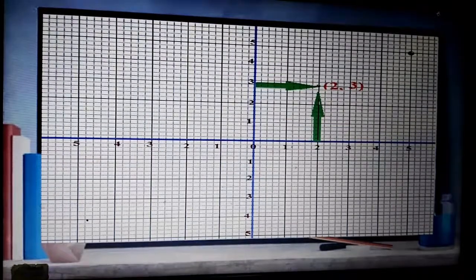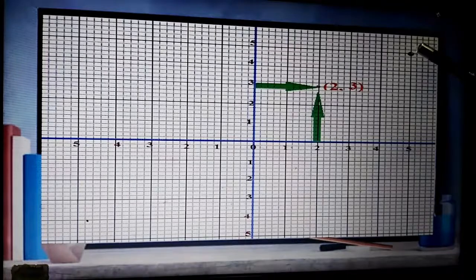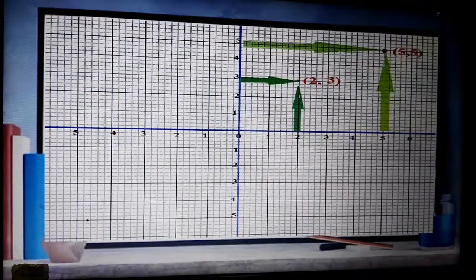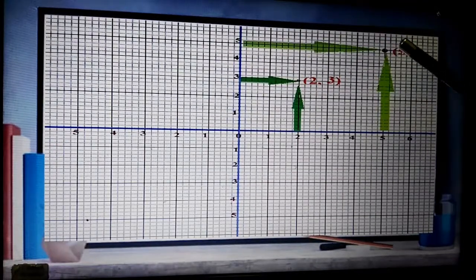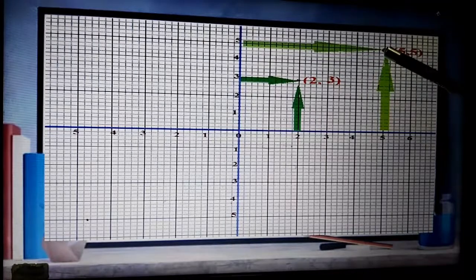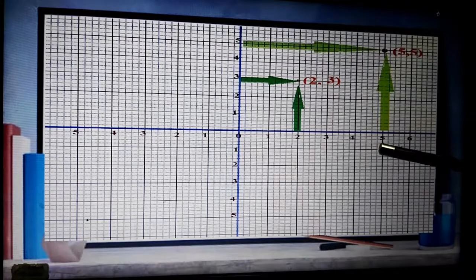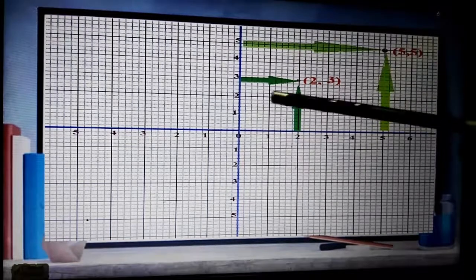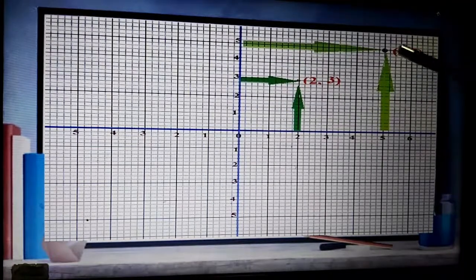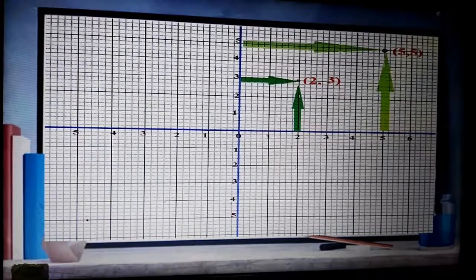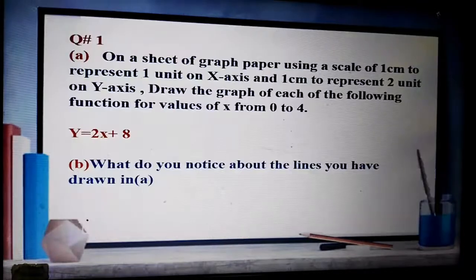Here is another point, suppose here on this Cartesian plane. What are its Cartesian coordinates? 5 on the x-axis and 5 on the y-axis, 5, 5. So these are Cartesian coordinates that give you the position of the point on the Cartesian plane.